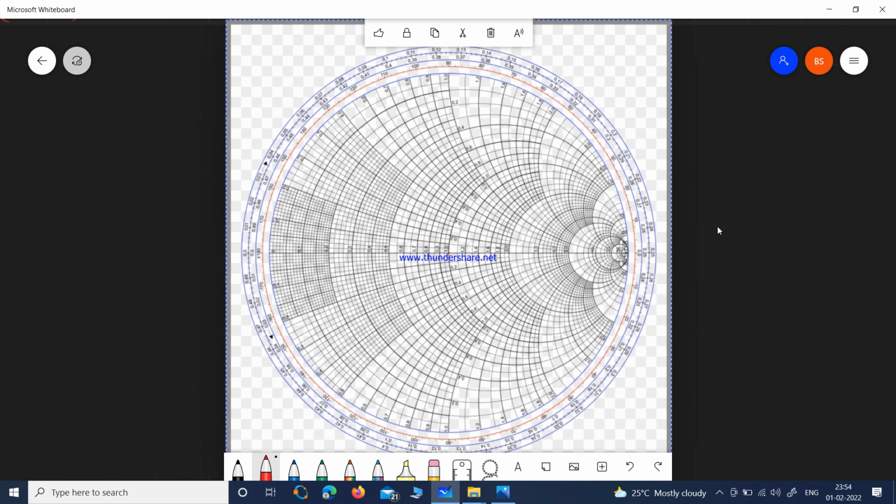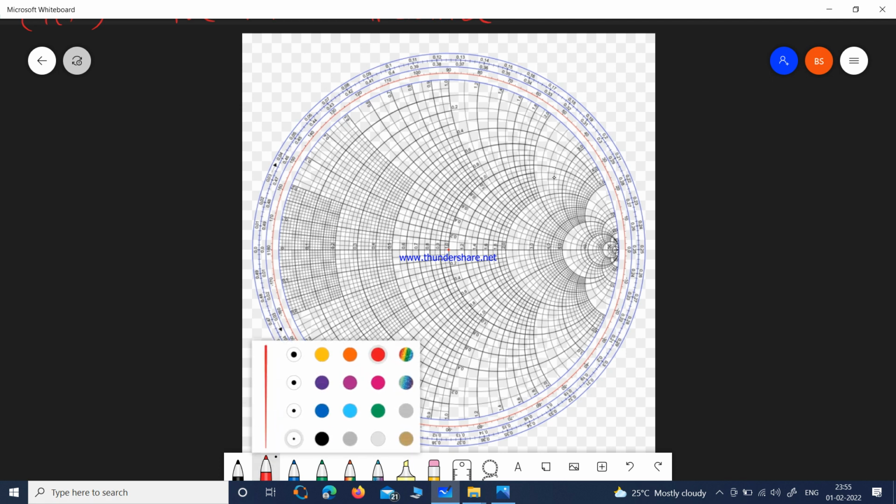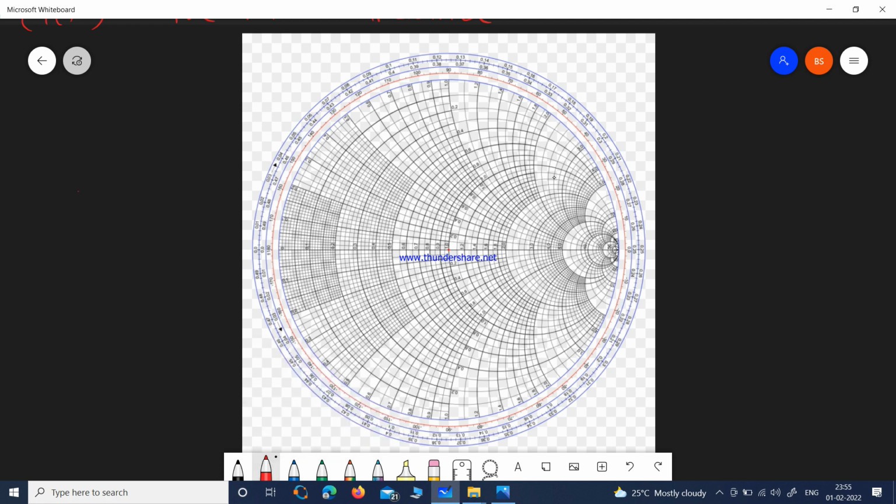So we will start with the problem. First they asked to find the reflection coefficient tau. To find the reflection coefficient tau, we need to plot the given normalized load impedance, right? So we need to find the normalized load impedance. First we have to find the reflection coefficient tau.